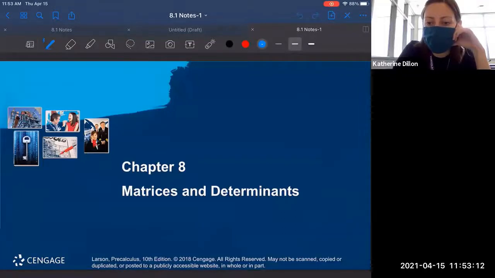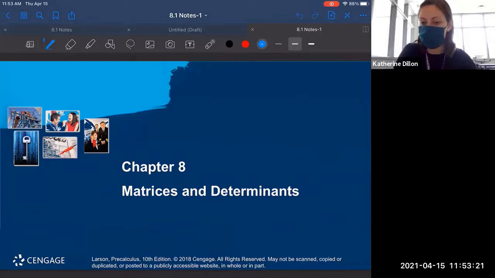I recommend that you do one page of actual notes and then a separate page for the examples, because this is just like solving systems of equations, so it might get a little long.